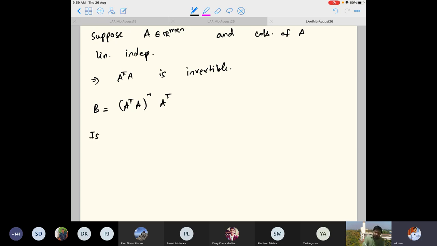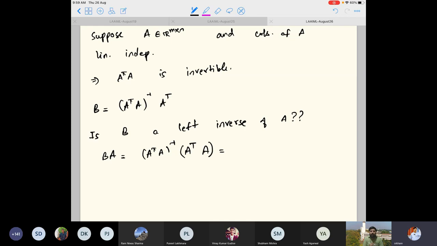Then is B a left inverse of A? What happens to BA? BA is actually A transpose A inverse A transpose multiplied by A. So with matrix associativity, A transpose A is invertible, so you know that this is actually equal to identity. That means that B is a left inverse of A. So if columns of A are linearly independent, then A is left invertible.